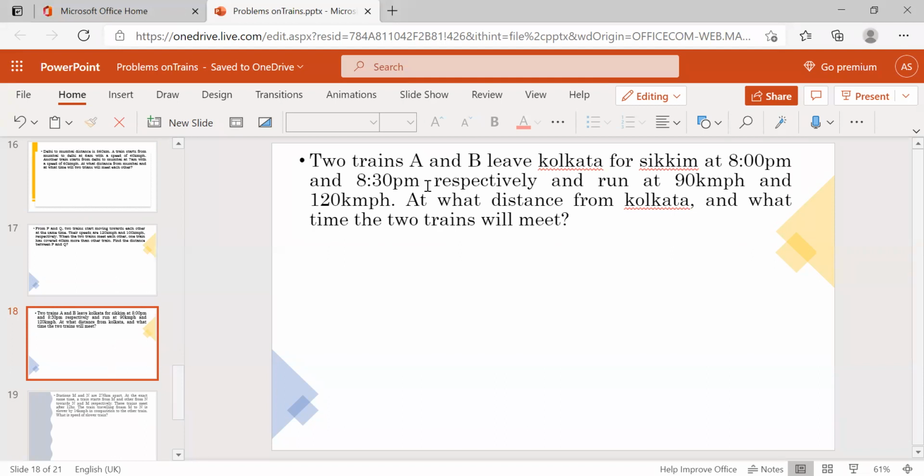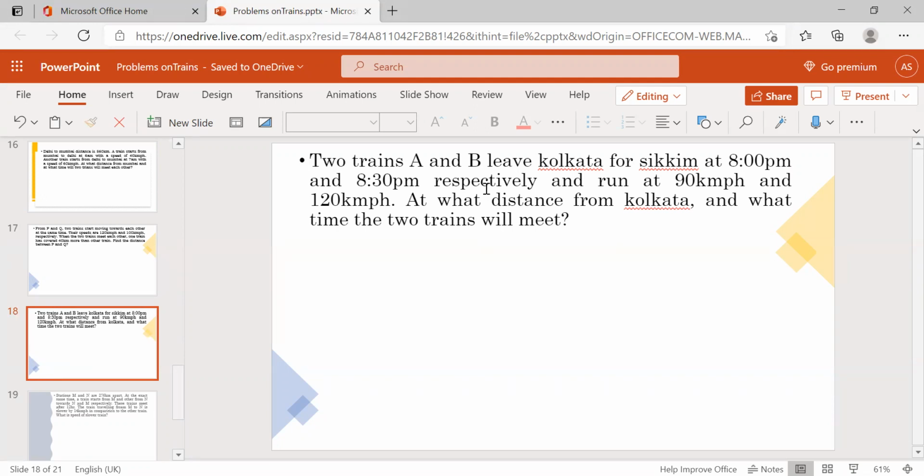Two trains A and B leave Kolkata for Sikkim at 8 p.m. and 8:30 p.m. respectively, and run at 90 km per hour and 120 km per hour. At what distance from Kolkata and at what time will the two trains meet? This comes under type 3, because both trains A and B leave from Kolkata.